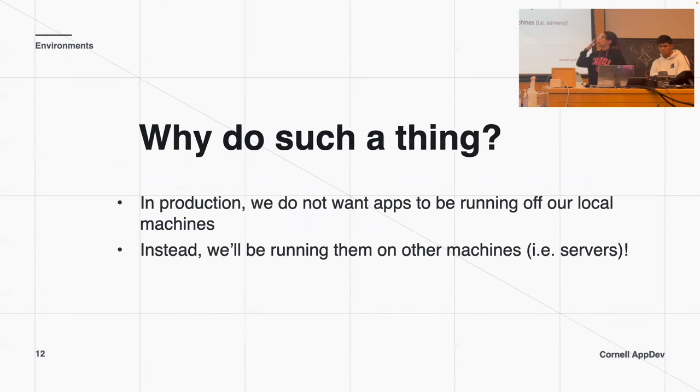And before we answer that question, let's ask ourselves, why would we want to do such a thing in the first place? In production, we do not want apps to be running off our local machines. For example, if the Eatery app, which everyone knows for dining halls, is run on Shungo's server, like his laptop, and then Shungo goes to bed and closes his laptop, the server stops running, and then no one can access Eatery. That would not work well. So essentially, we want other people to run the servers. We basically don't want our apps running on local servers. We want to use other servers. And how do we get there in the first place?